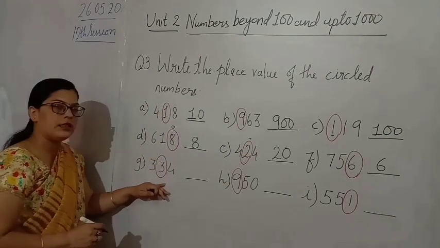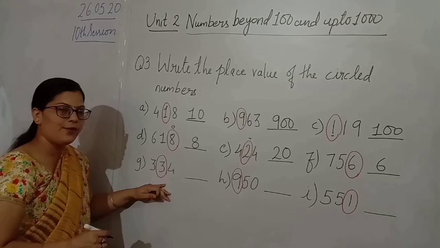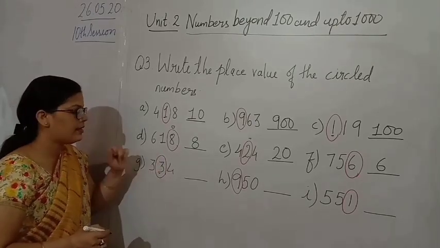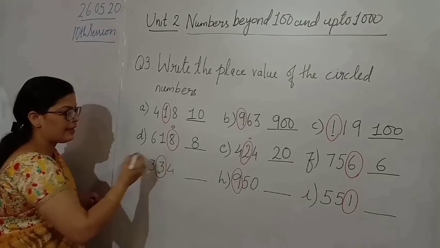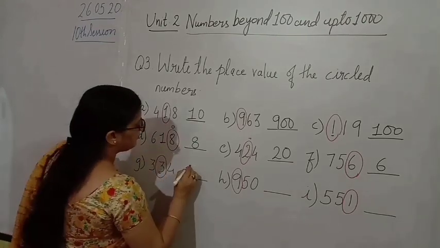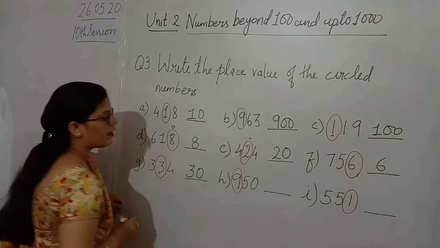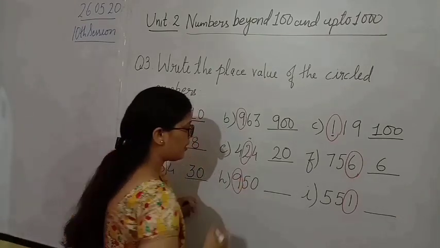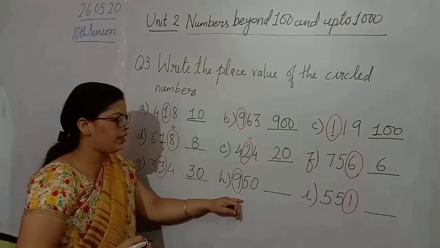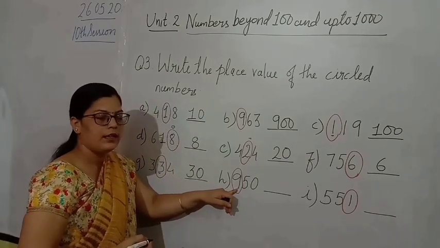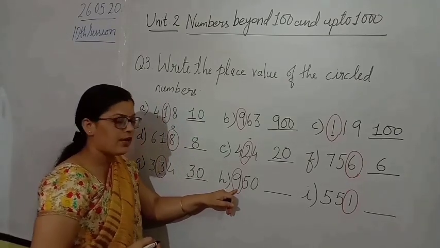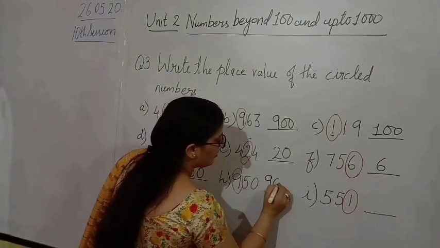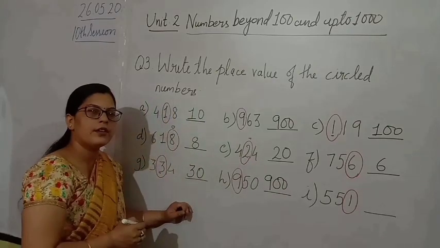Now the number is 334. What is the place of 3? 3 is at tens place. Ones, tens. 3 is at tens place. So 3 tens is 30. The place value will be 30. Next number is 950. Circled number is 9. And place of 9 is hundreds. Ones, tens, hundreds. So 900 will be the place value of 9.